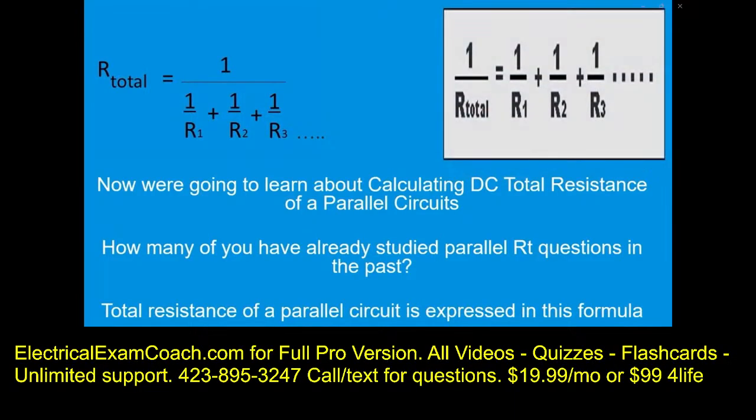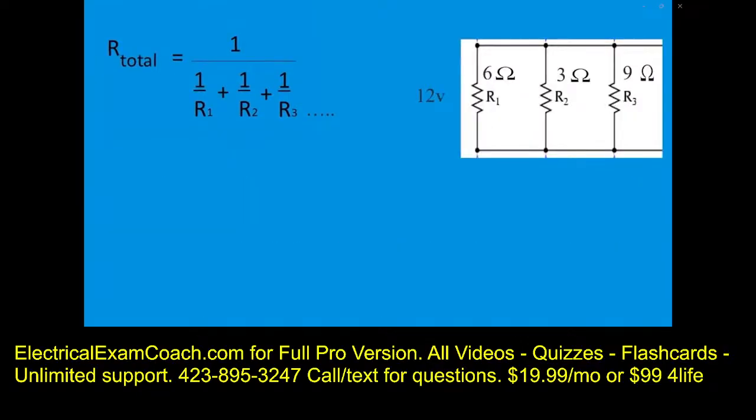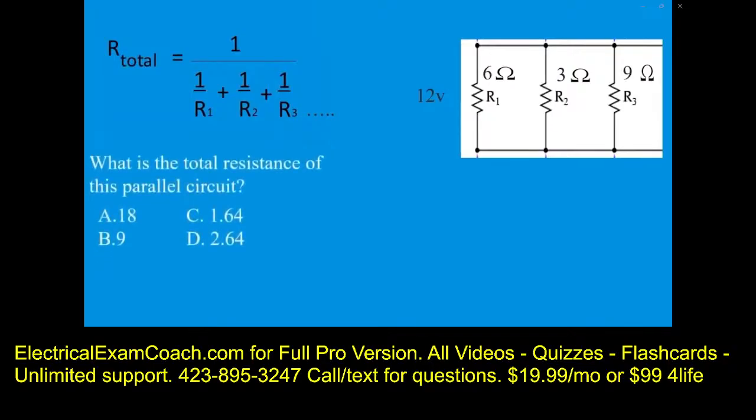This is another way to look at the formula. The reciprocal of R total equals the reciprocal of each one of those numbers. So that's another way to look at it. Okay, so we have 6, 3, and 9 as our resistors. So what is the total resistance of this parallel circuit?